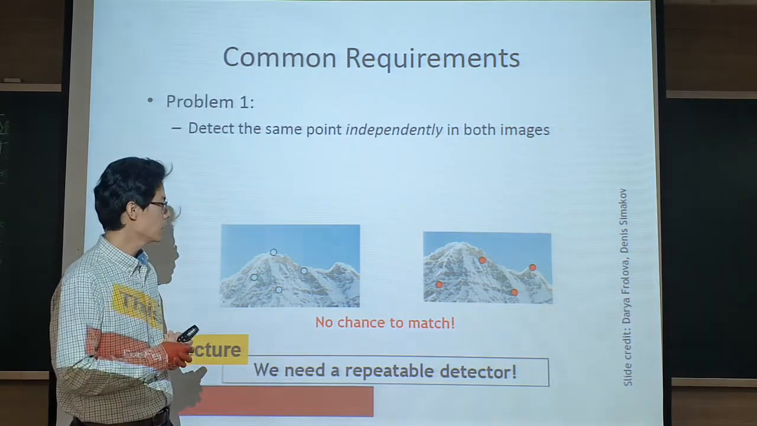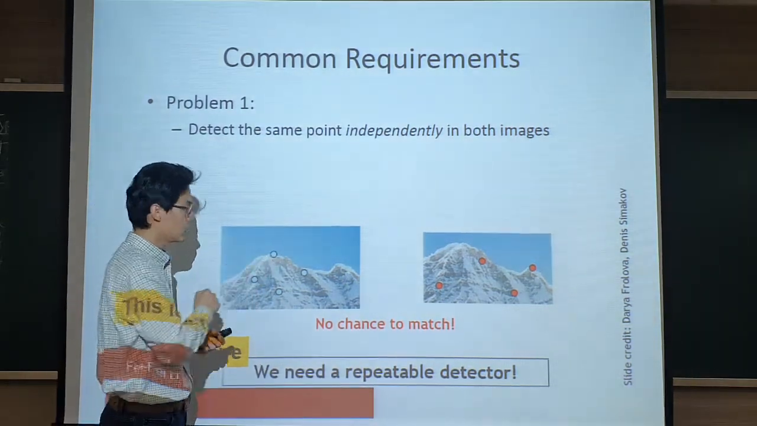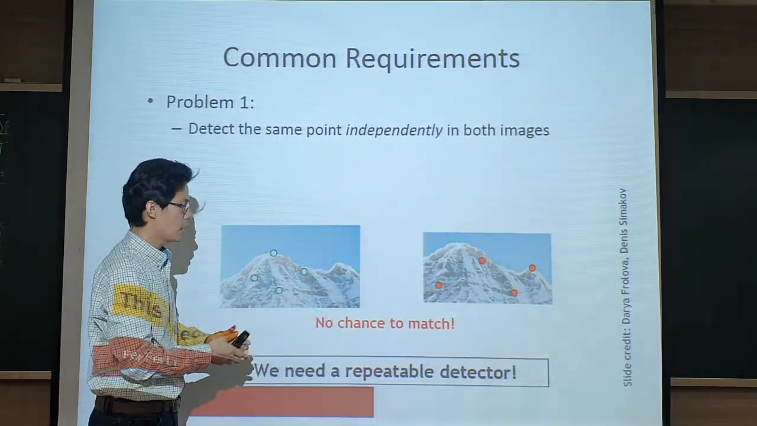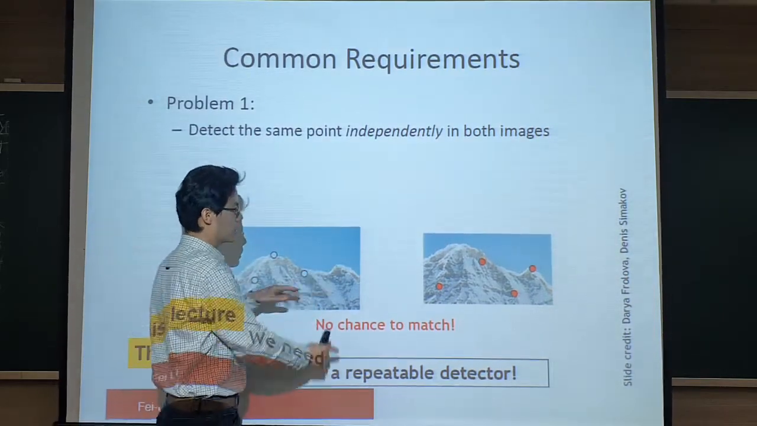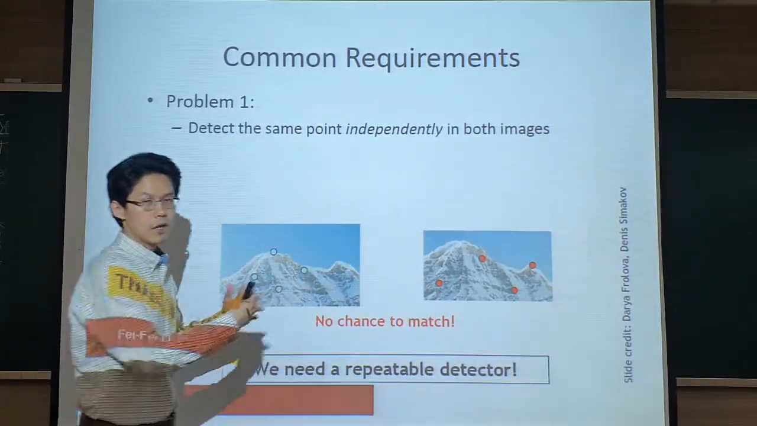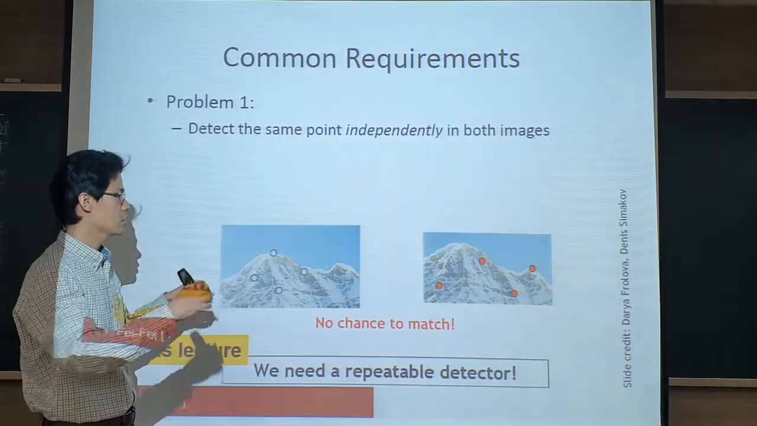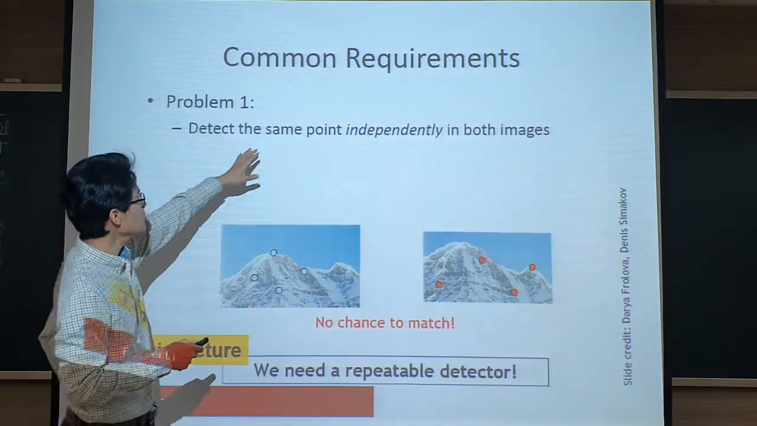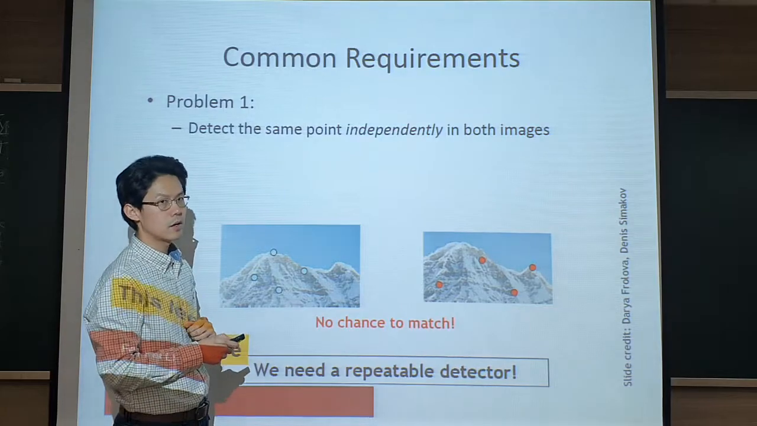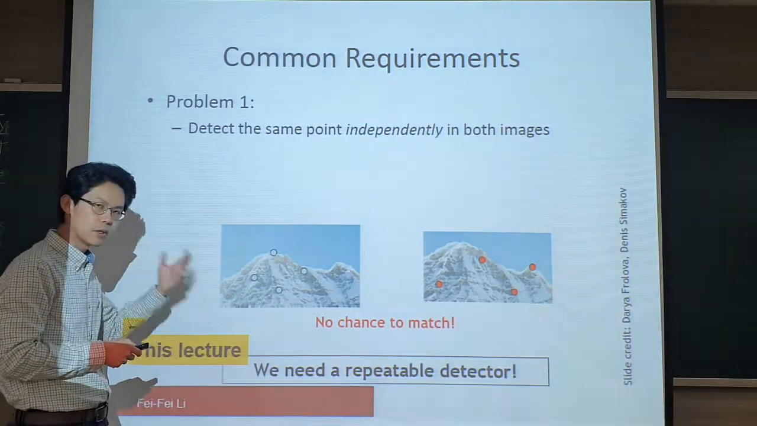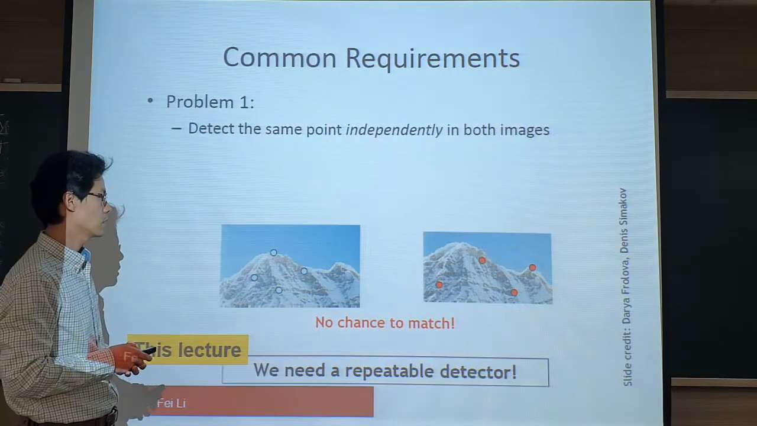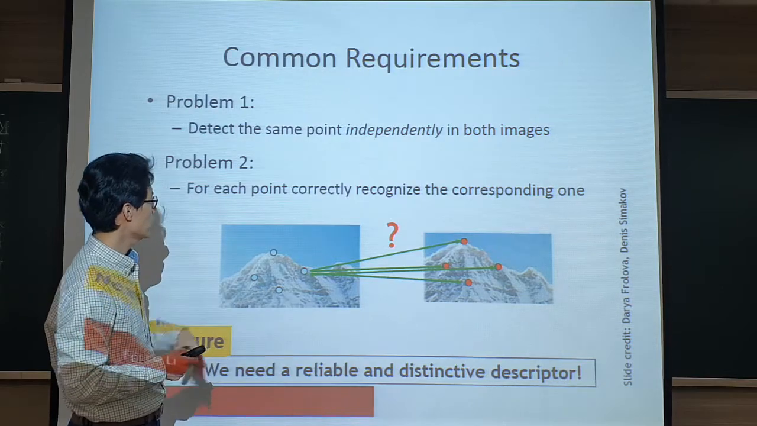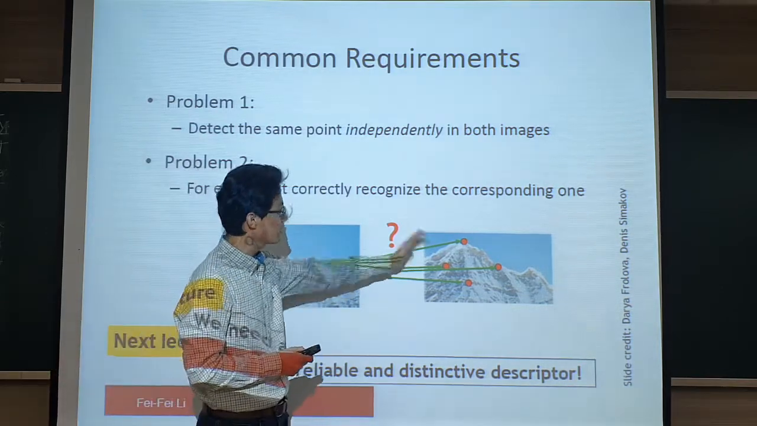You might have a different idea, but one might say, what about some sort of local peak of the image? If you look at local peaks, we can extract one here, or there, or here. Then there might be a higher chance that we can match them together. So that's the main reason we want to detect the same key point independently in both images. There should be repeatable detection of this key point, and once we identify the key point, we need to correctly recognize the corresponding one.